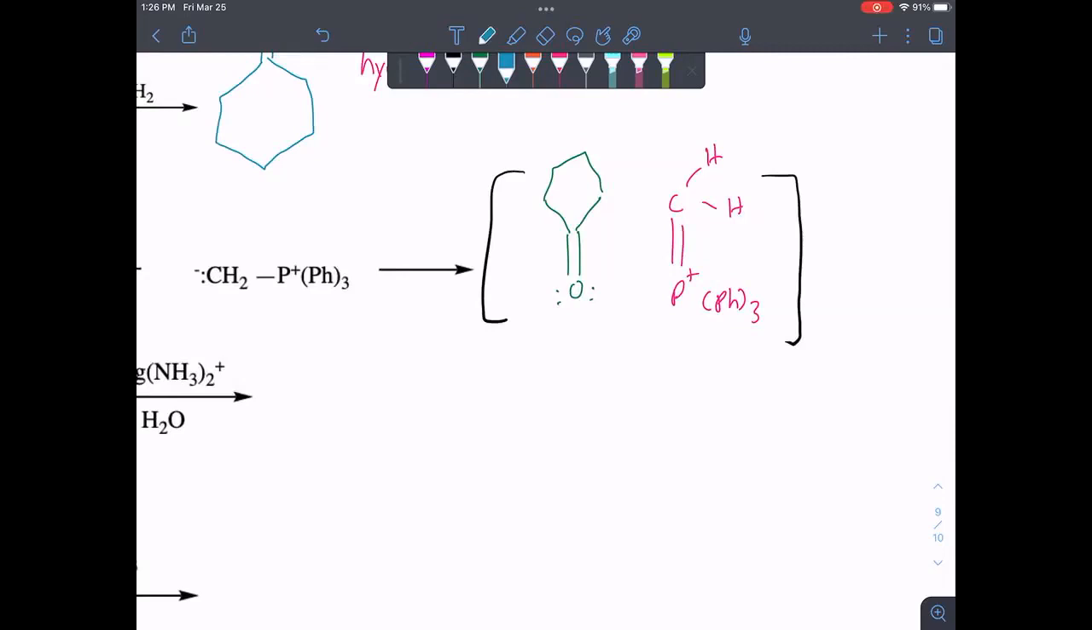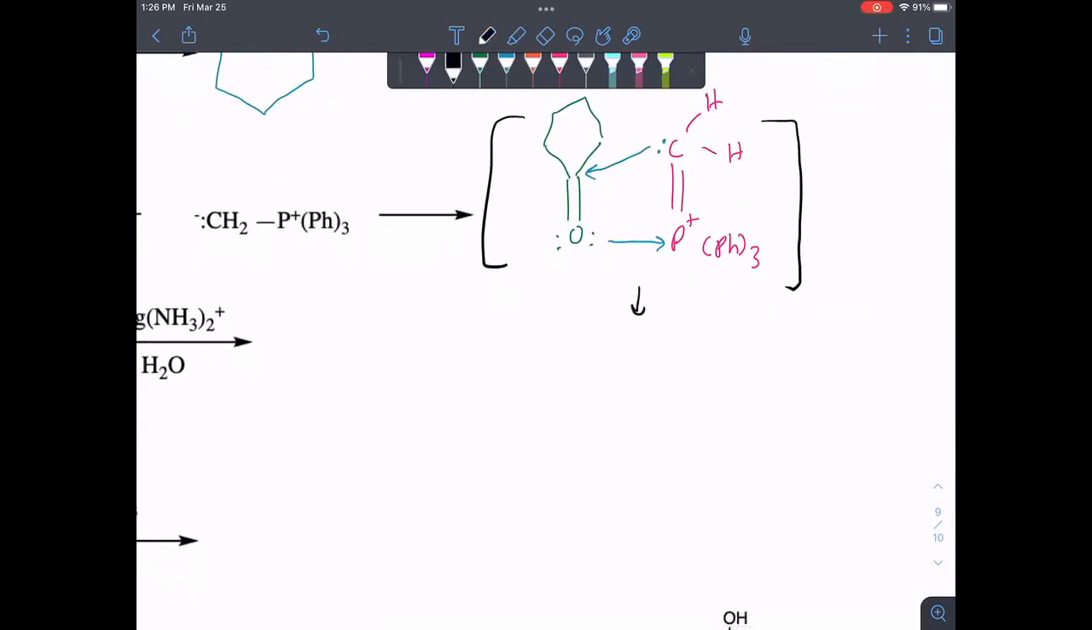Now we can draw our arrows. The nucleophile is going to attack each electrophile. So the carbon attacks the electrophilic carbon, and then the oxygen is going to attack the electrophilic phosphorus. Once those attacks happen, it's going to unfold into something like this.